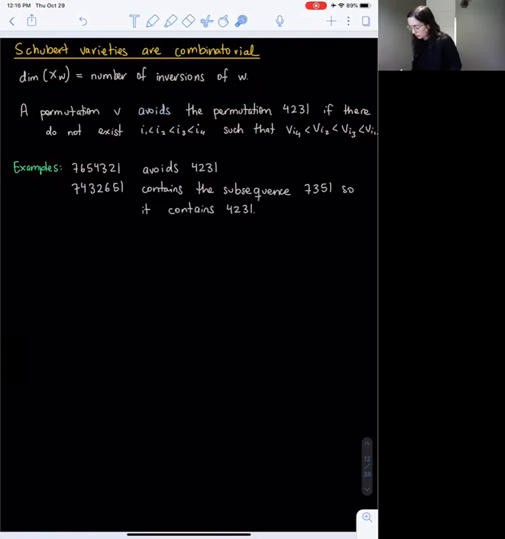So for example, to see pattern avoidance, if we look at 7, 6, 5, 4, 3, 2, 1, I think it's easy to see that it avoids 4, 2, 3, 1, because if you restrict to any subsequence of 7, 6, 5, 4, 3, 2, 1, it's always going to be largest, then second largest, third largest, and smallest. It will never be largest, then second smallest, then second largest, and smallest. You'll never have it. So this permutation is easy to see avoids 4, 2, 3, 1.